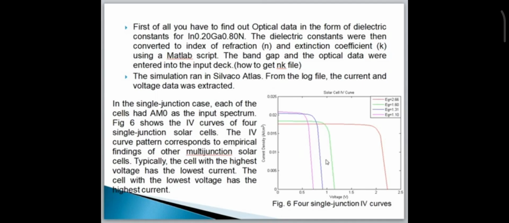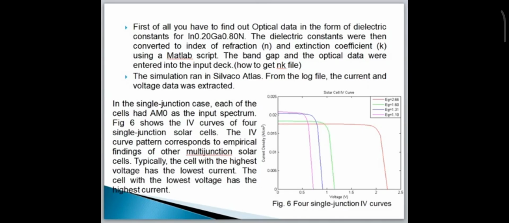This is the log file you will obtain when you run the single junction solar cell. I have run the program 4 times with different band gap energies. First for 1.10 electron volt, then 1.31 electron volt, then 1.6 electron volt, and the last one 2.66 electron volt. In the single junction case, each of the cells had air mass 0 as the input spectrum. Figure 6 shows the current voltage curves of 4 single junction solar cells.